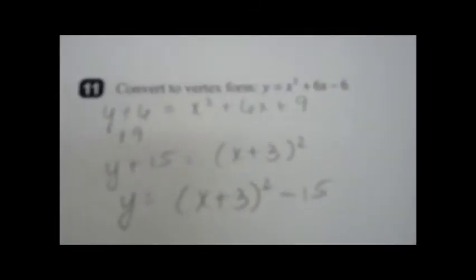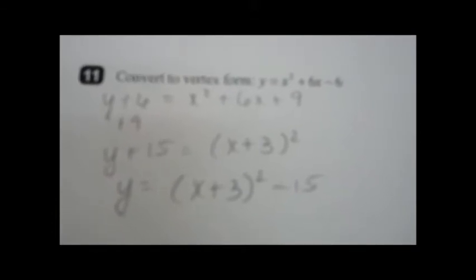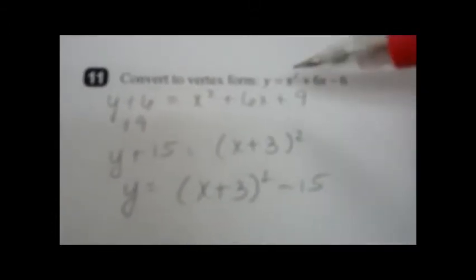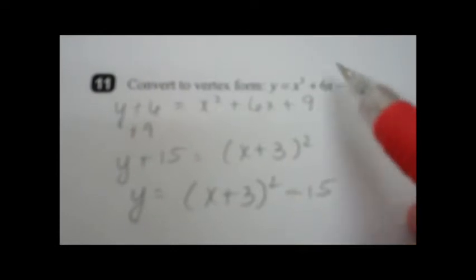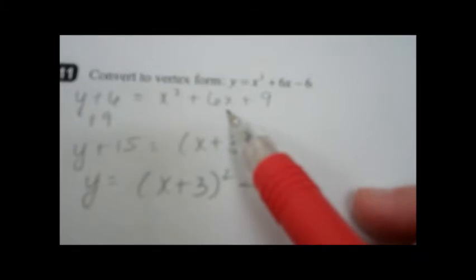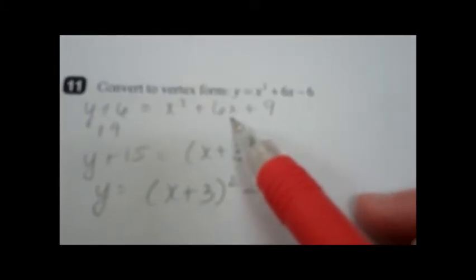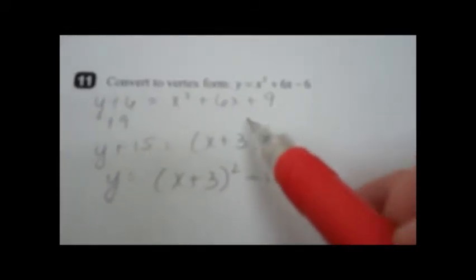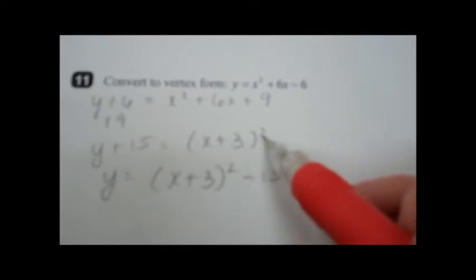This one says to convert to vertex form. Okay. Well, you've got a couple things you can do here. You were taught to complete the square. So that's what I did. I moved this 6 over. So that's why I got y plus 6 equals x squared plus 6x. Then in the process of completing the square, you're going to do b over 2, which is 3, squared, which is 9. You're going to add 9 to both sides. That changes it to y plus 15. Factor this, because it's a perfect square trinomial. It factors to x plus 3 squared. Move the 15 back over.